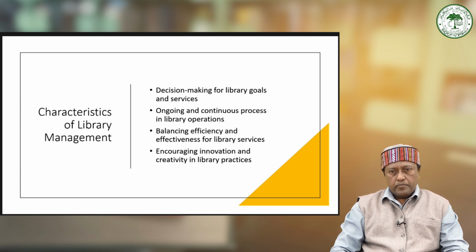Number 2, management is an ongoing and continuous process. It doesn't have a definite end point. Instead, it involves a cycle of planning, executing, evaluating, and adjusting. So this is how management runs. It is a continuous cycle. Once you achieve the objective, you move to the next target, and for the next target also you have to do proper planning, execution, coordinating, cooperating, and then keep on monitoring the result and keep on adjusting things. This is the characteristic of management.